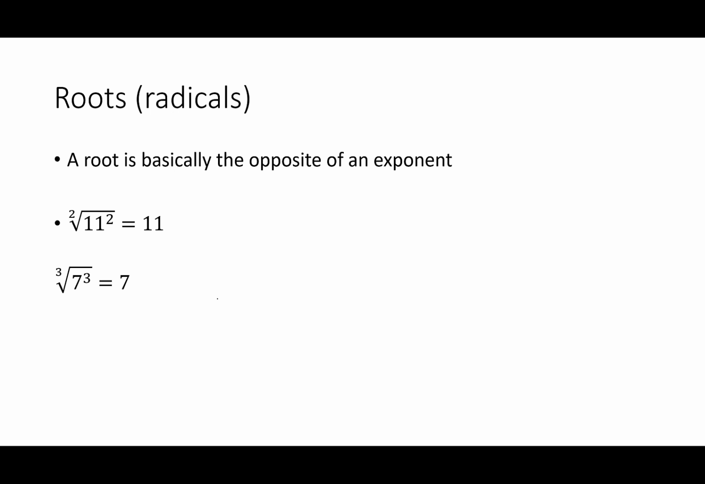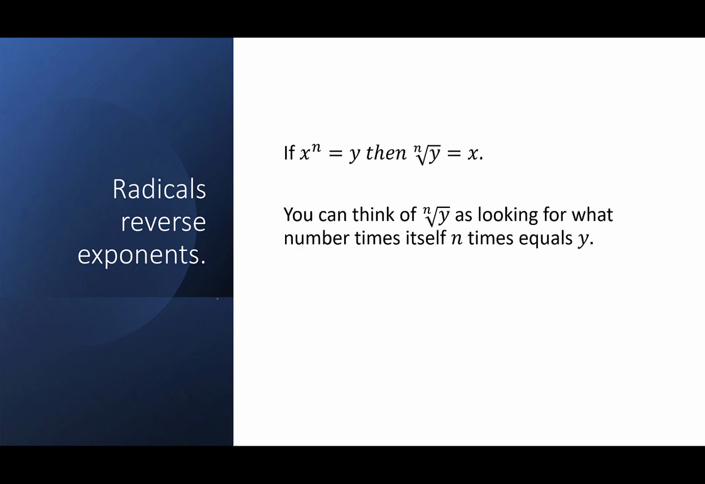So the next thing we need to talk about is roots, which are also called radicals. And basically a root is the opposite of an exponent. So how I would read this is the square root of 11 squared is 11. See how that square and the square root cancel out? Or the cube root of x cubed is equal to x. The cube root and the cube cancel. So this idea is radicals reverse exponents.